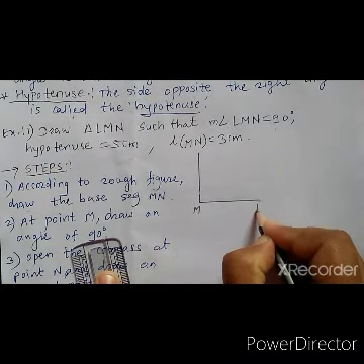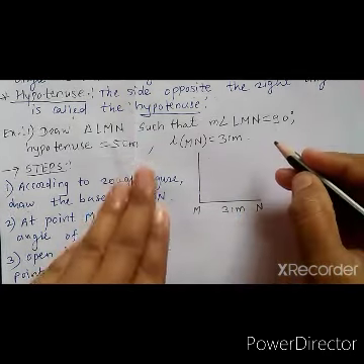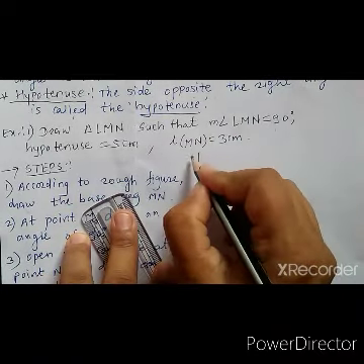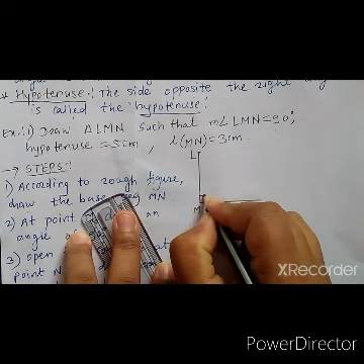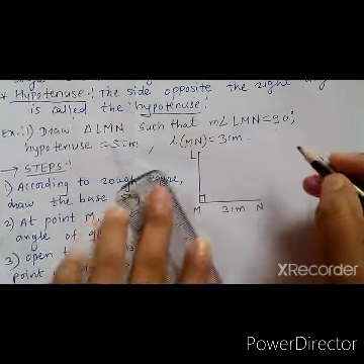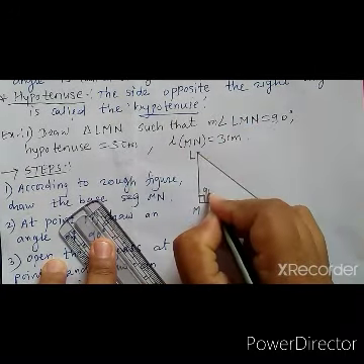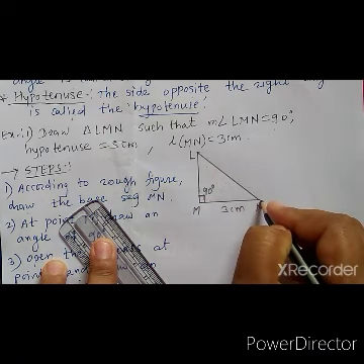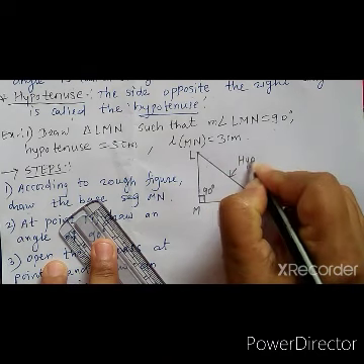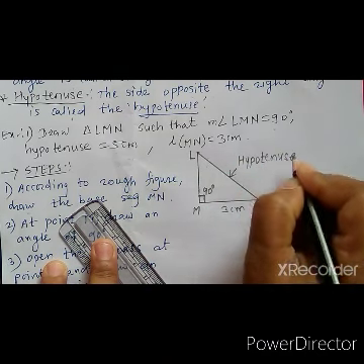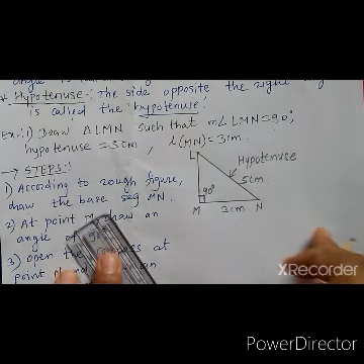So this is base MN, which is given 3 cm, and for angle LMN, we can give the point L. Angle LMN is given 90 degrees, which is denoted by this symbol. And its opposite side, that is LN, that is hypotenuse. And hypotenuse is given 5 cm. So by using this we can draw the required figure.